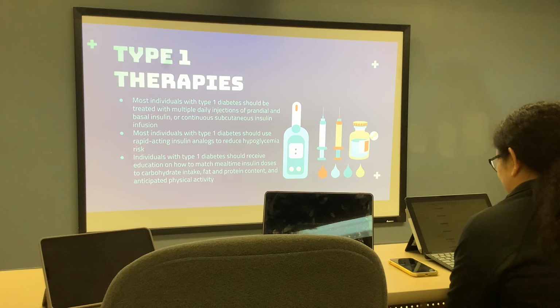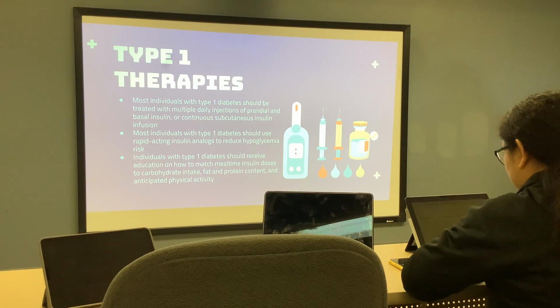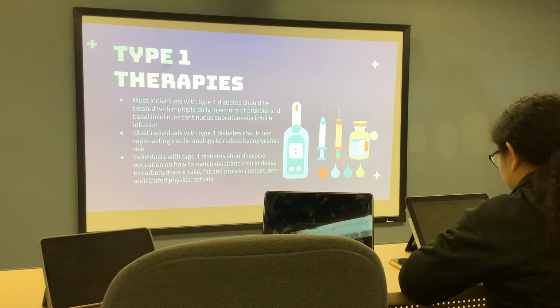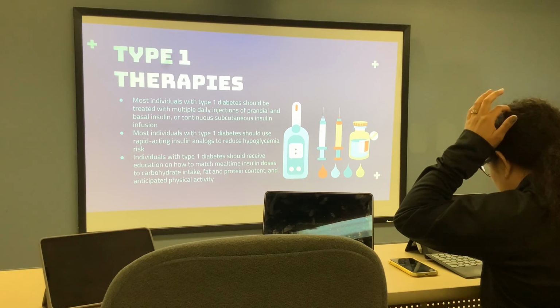For type 1 treatment therapies, the ADA guidelines suggest that most individuals with type 1 will be treated with multiple daily injections of prandial and basal insulin. So type 1 diabetics, you will see injectable insulin being used. This is where you'll see your continuous insulin pumps, continuous monitoring, okay?